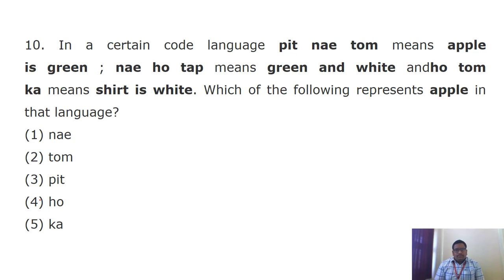So this is the question. Try to solve it. After this, we'll wind up the session. In a certain code language, PIT NAETOM means apple is green. NAEHOTAP means green and white, and HOTOMKA means shirt is white. Which of the following represents apple in that language? So no hurries, take your time and try to solve it, because the more time you invest in practice, the less time you'll take for actually writing exams. Okay.